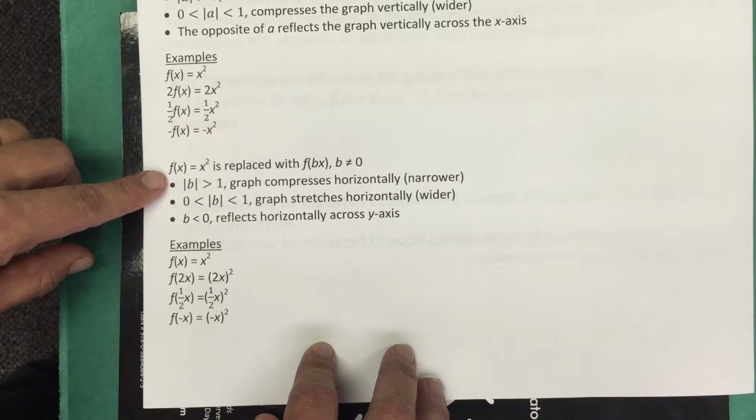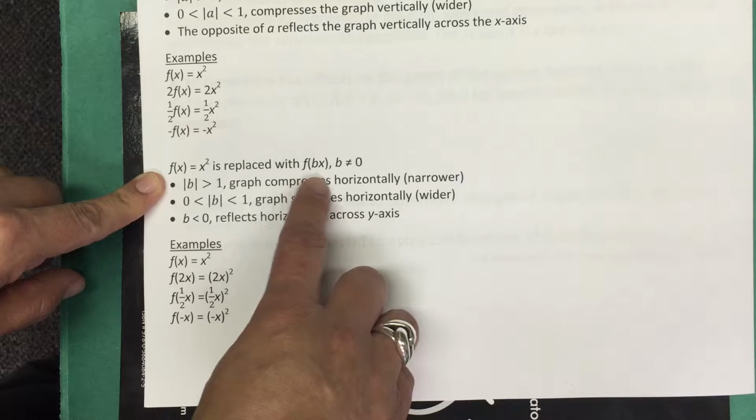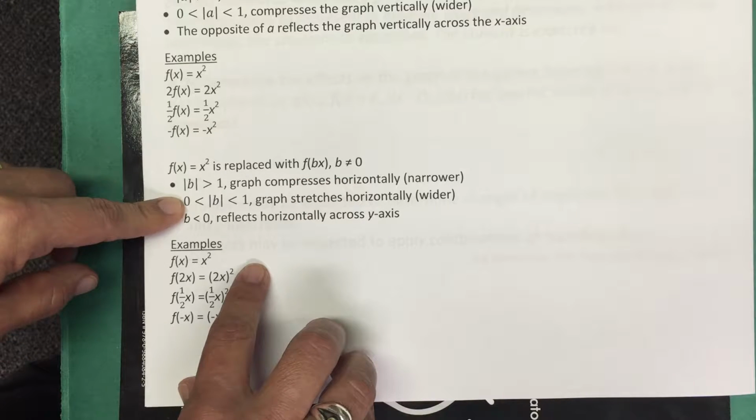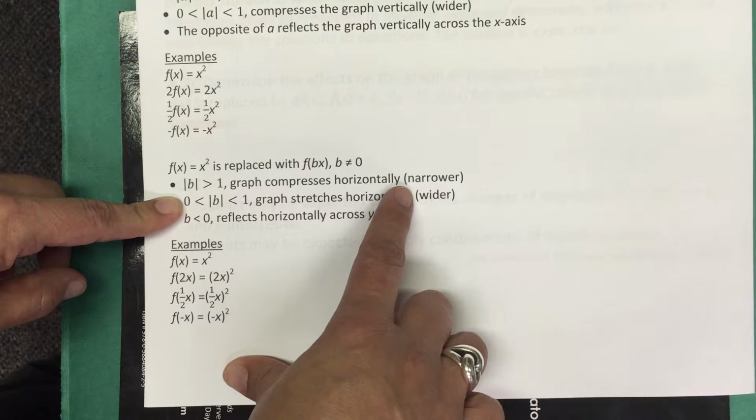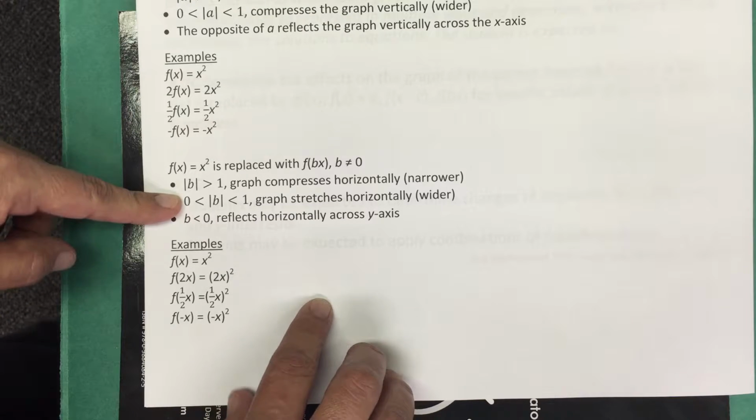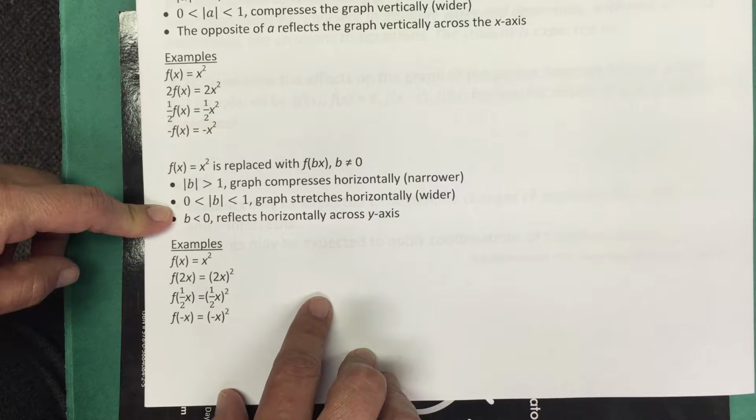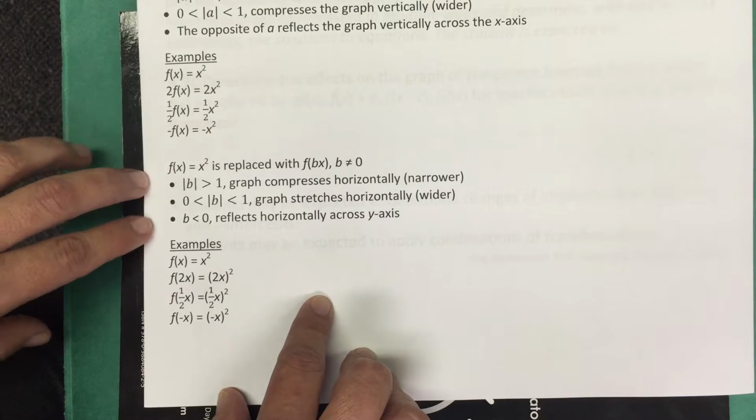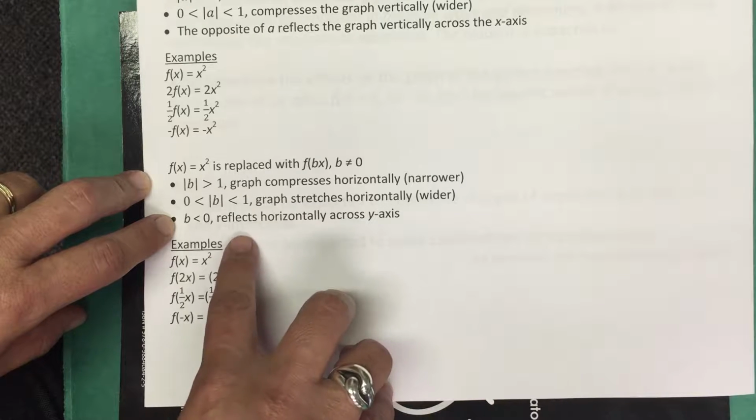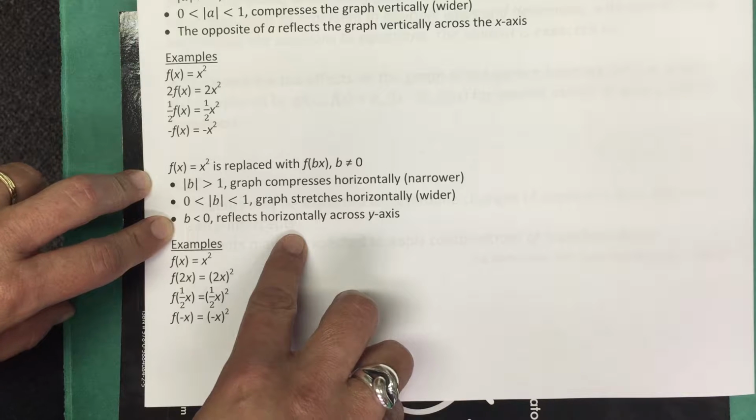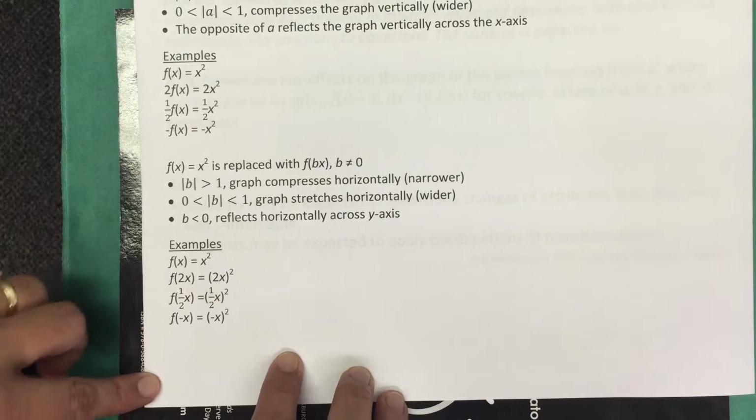So now let's look at f of x equals x squared. What happens if it's replaced with f of bx, where b does not equal 0? Well, if the absolute value of b is greater than 1, it's going to compress the graph horizontally, and it will be more narrow than the parent function f of x equals x squared. If the absolute value of b is between 0 and 1, the graph will stretch horizontally, and it will be wider than the parent function. If b is less than 0, it will reflect horizontally. The graph of f of x equals x squared will reflect horizontally across the y-axis. Here are some examples of this type of function.